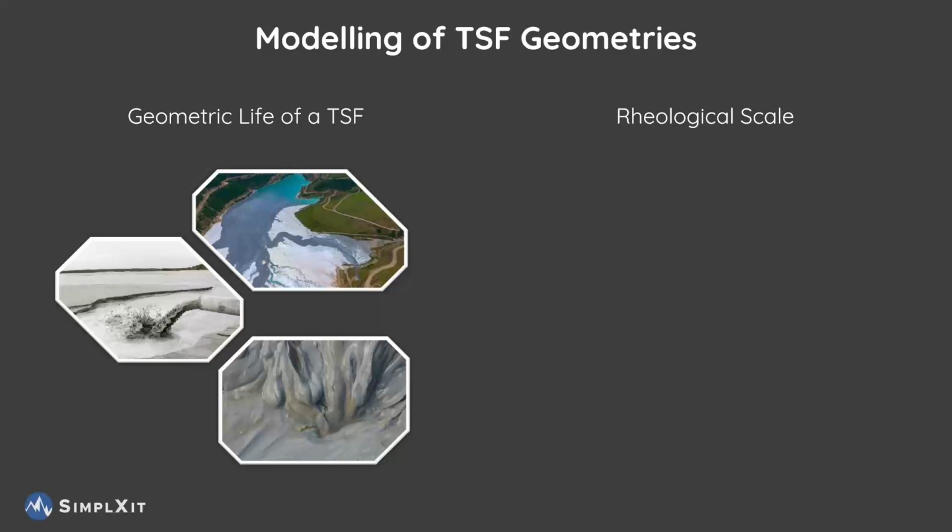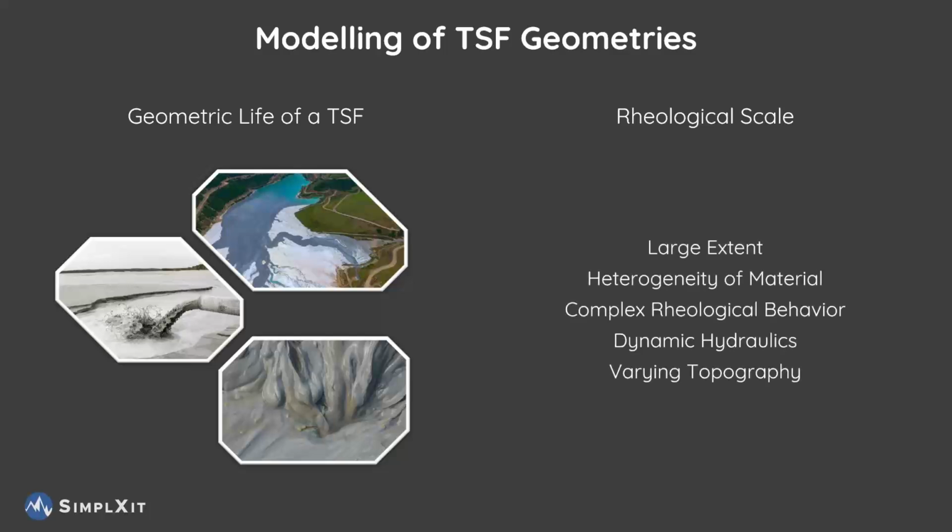So if we look at the modeling of TSF geometries at the rheological scale, we're trying to store a solid with water, which is a highly complex medium that shows non-Newtonian behavior. And it's over a very large area. It's got a lot of heterogeneity in the material, so it's extremely complex to actually model. And if you purely look at the rheological scale, it's not possible. So we need to lose some of that scale.